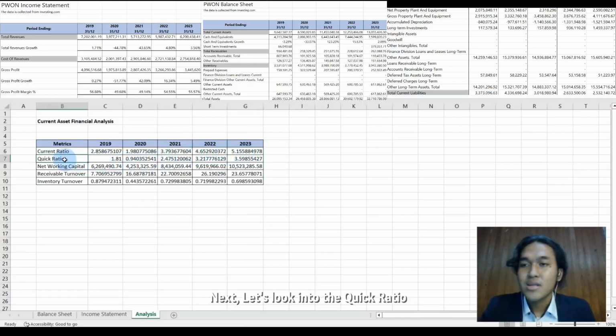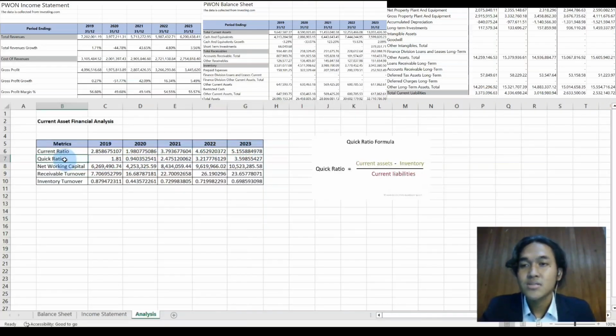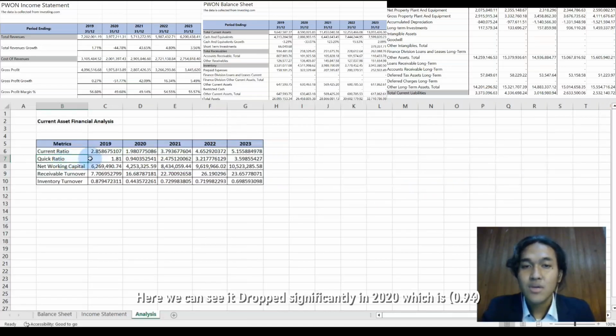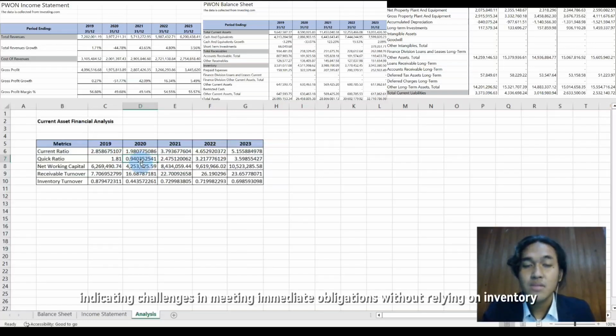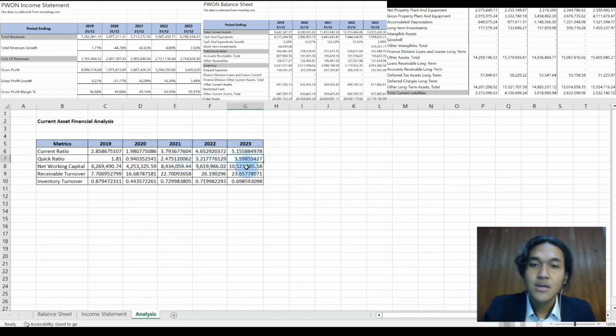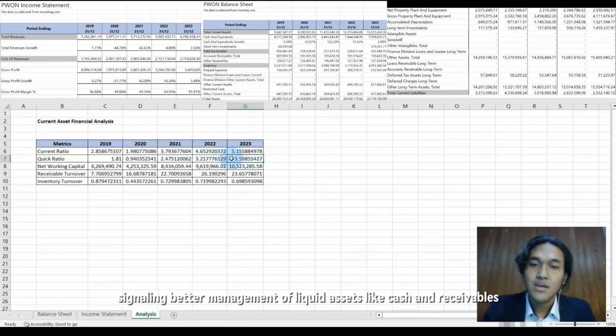Next, let's look into the quick ratio, which we get from current assets minus inventory, then divided by current liabilities. This is a more stringent measure of liquidity, excluding inventory from current assets. Here we can see it dropped significantly in 2020, to 0.94, indicating challenge in meeting immediate obligations without relying on inventory. Then there's a rebound in 2021, to 2.47, and it steadily improved to 3.59 in 2023, signaling better management of liquid assets like cash and receivables.